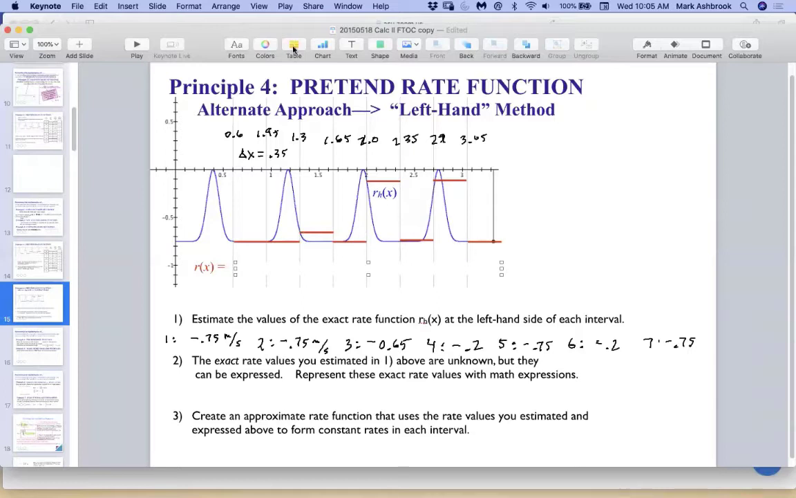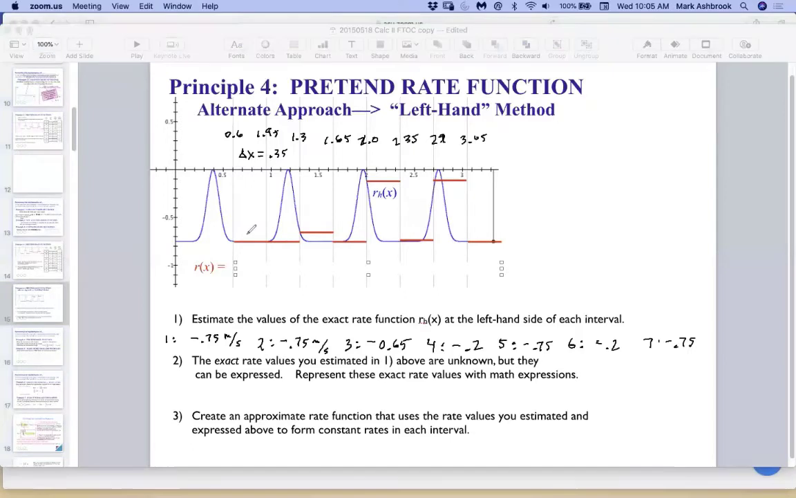How could we express those? How could I express this value exactly if it's not exactly negative 0.75? How can I express exactly what it is? R of 0.6. Good, right. So actually R sub h, right? So that first rate expressed exactly is, this is what we're working on, function notation. R sub h of what value? 0.6. Does everybody see that? This is super important. So that's exactly what the R function is, the approximate rate in the first interval.